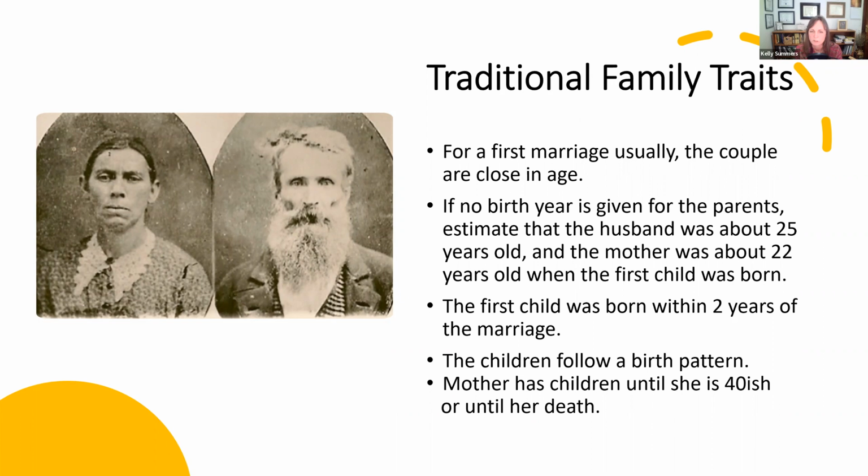The first child was usually born within 2 years of the marriage. The children usually follow a birth pattern. They're born every 2 years, every 18 months, every 2.5 years, something in that range until the mother is about 40 or until she dies.